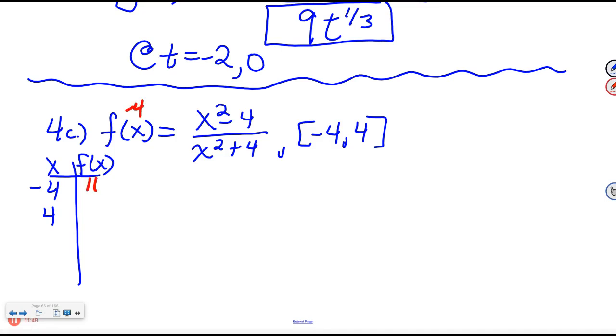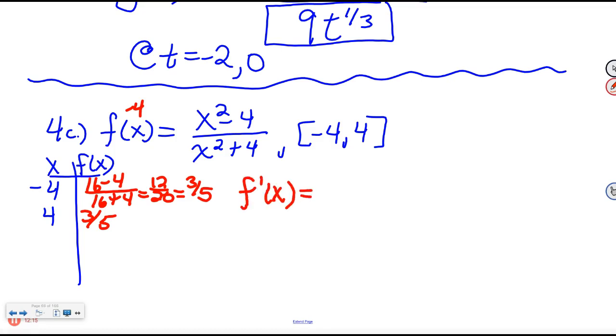It'll be -4 squared minus 4 over -4 squared plus 4, which gives me 12/20, and it looks like 3/5. I'll get the exact same answer when I plug a 4 in, since I was just squaring it, so I don't need to do that. So the height at the endpoints is actually at the same height. It's at 3/5. Then I need to find all critical values.